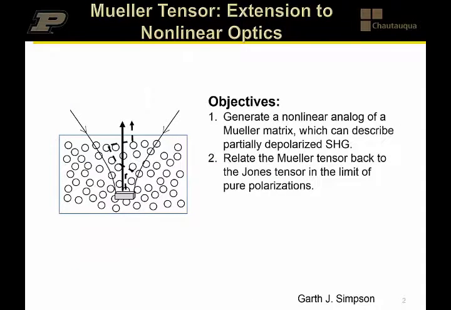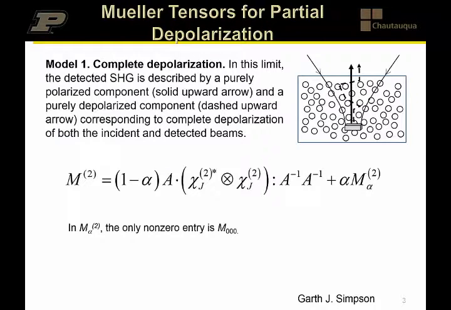What we're going to be doing is first seeing how this plays out in terms of the Mueller tensor, and then relating this back to some simple measurements in terms of classical architectures for doing polarization analysis. So if we want to consider complete depolarization, then that means that the background contribution for this particular model is independent of both the incident and detected polarization states.